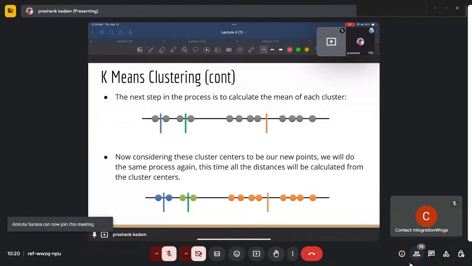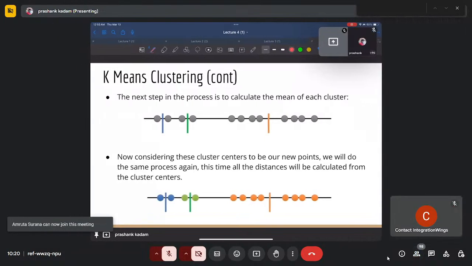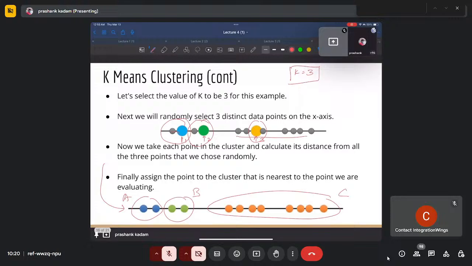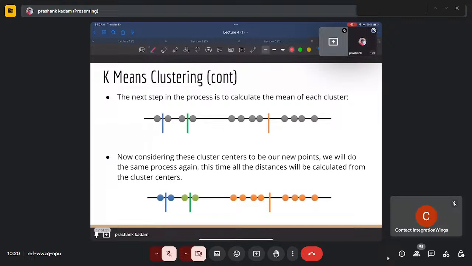Now, the next step is we will take the midpoint, or we will take the average of all the values within the cluster. Okay. So here we got all these clusters, right? 1, 2, and 3. And here we take midpoints of each of the values in the cluster. So now we come here. This is the first, second, and third cluster, right? So these are the centroids, the A, B, and C.